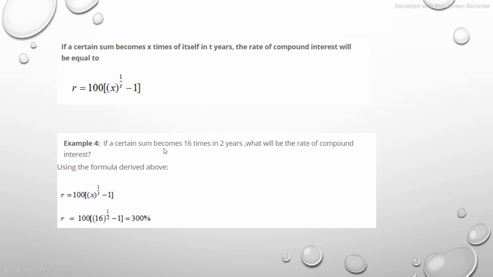If a certain sum becomes 16 times in 2 years, what will be the rate of compound interest? We can simply put the values in this formula. 16 times, so the value of x will be 16, and in 2 years the value of t will be 2. We can calculate and evaluate and we'll find the rate of interest, that is 30.